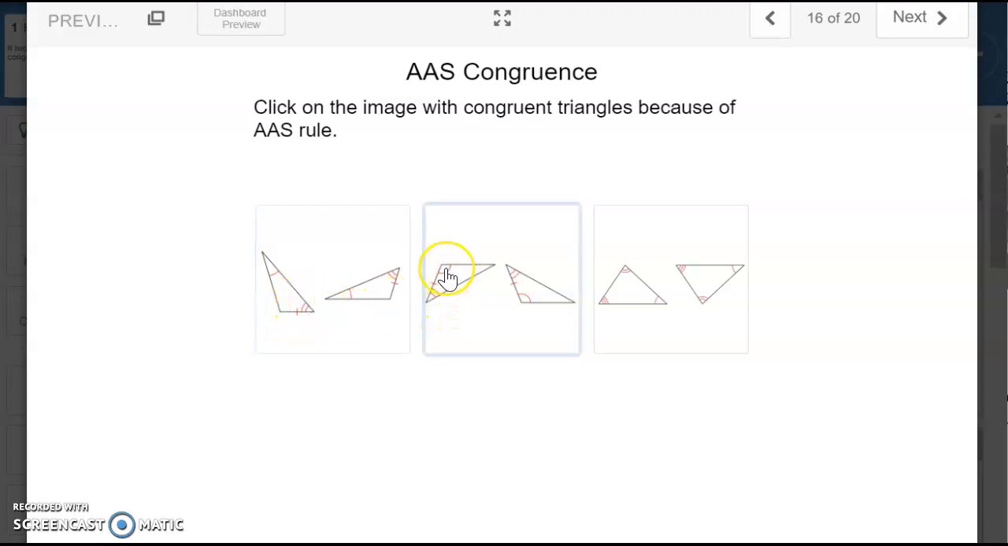What about the other one? Here, we have one pair of congruent angles and another pair, but the side is included. This will be ASA, and this will be angle, angle, angle. So the correct one is this one.